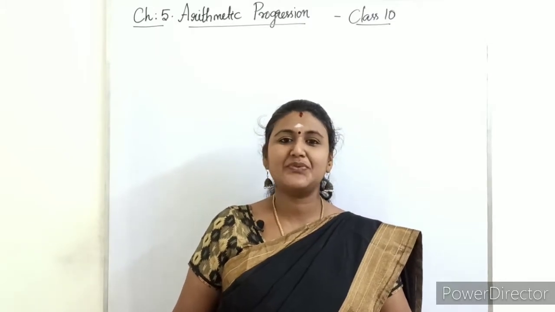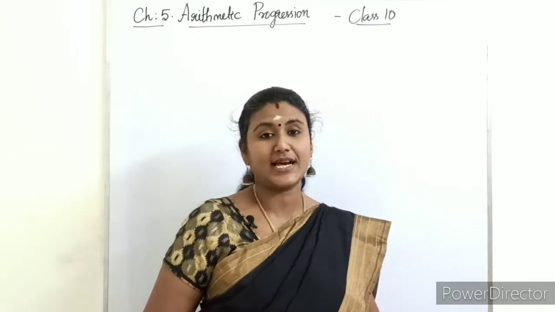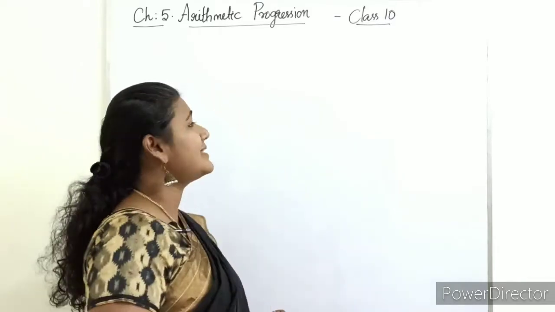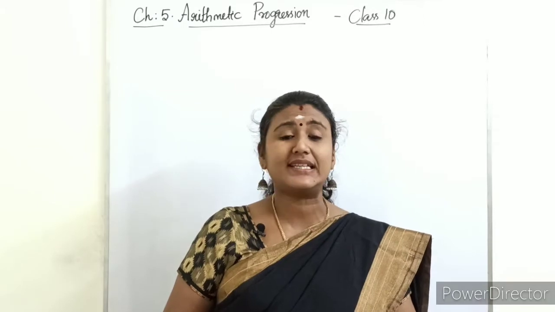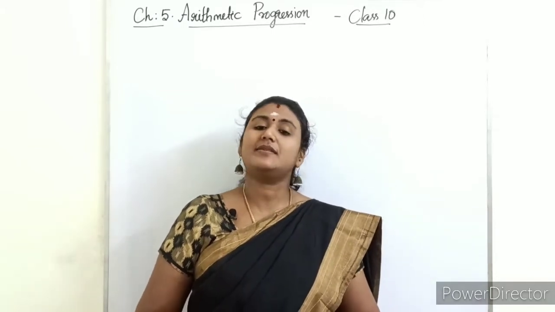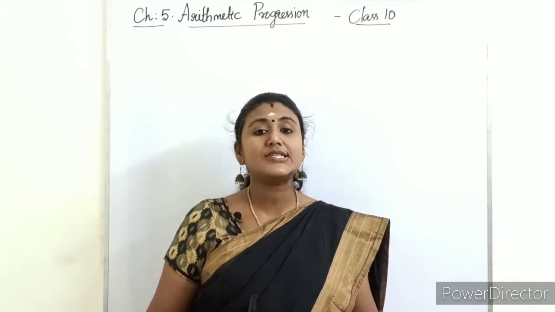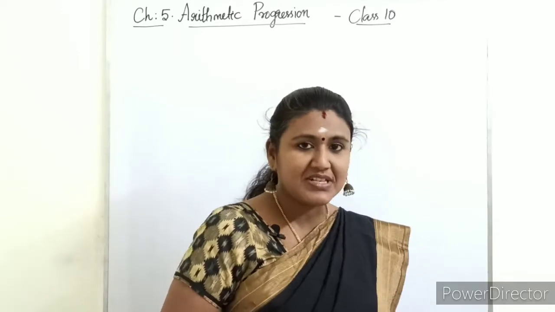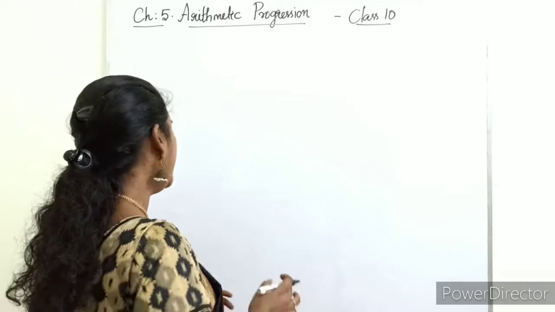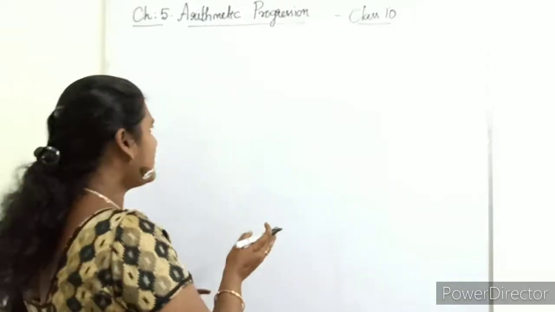In today's class we are going to learn a new chapter, chapter 5, arithmetic progression of class 10. So what do you mean by arithmetic progression? Arithmetic progression is a list of numbers satisfying certain properties. Okay, so we will see now what is that property. Write a few lists of numbers now.